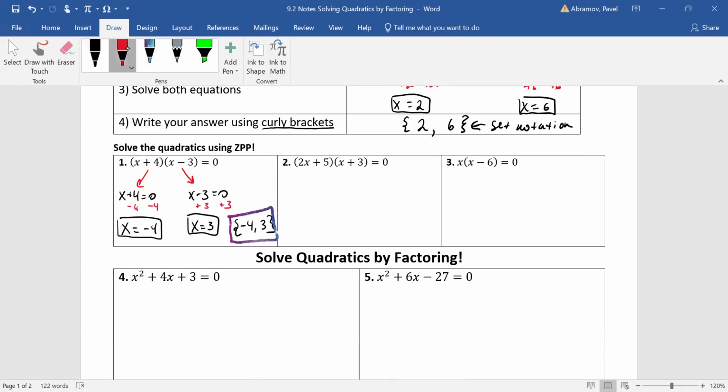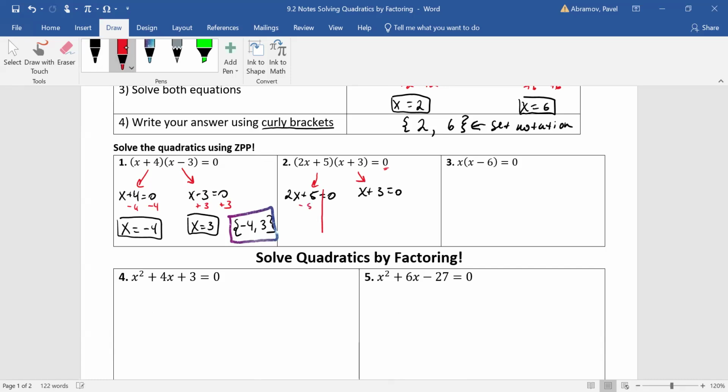Okay, so next example, 2x plus 5 times x plus 3 equals 0. Once again, because it is equal to 0, we can set each one of these factors equal to 0. So we'll end up with 2x plus 5 equals 0 and x plus 3 equals 0. And now we'll have to solve both. Now, the one on the left is a two-step equation, so we will take a few steps to solve this one.